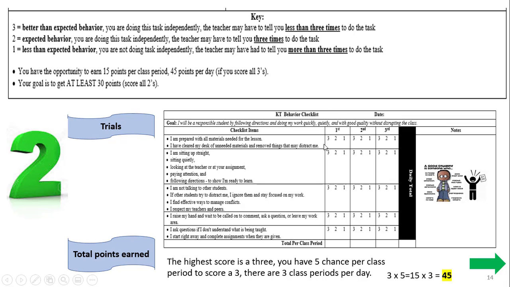So what we really hope to see is that you can score at least a 2, because a 2 is what we expect to see. You may need to be told a few times to do things. Hopefully not. You have the chance to be better than that. So I hope that you strive to be better than what's expected. Okay, if your goal is to get at least all 2s.